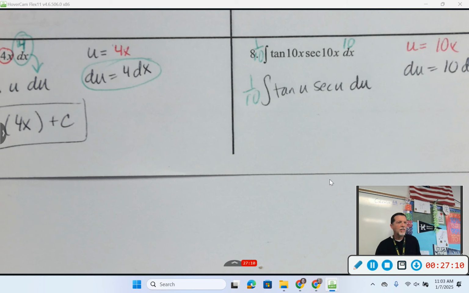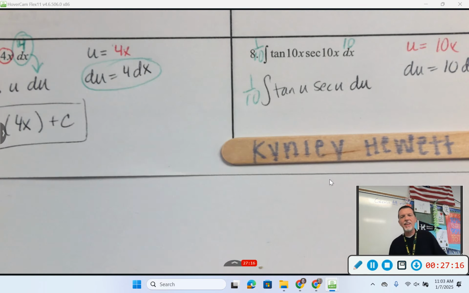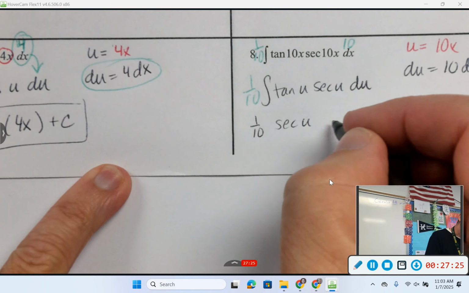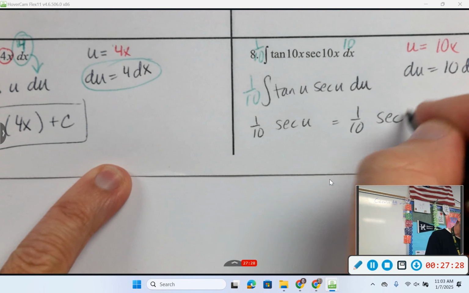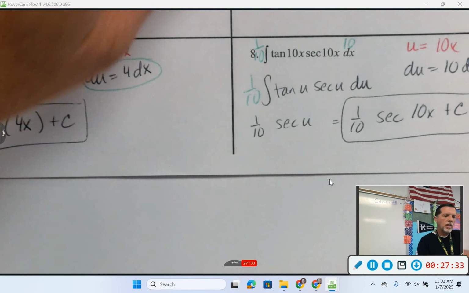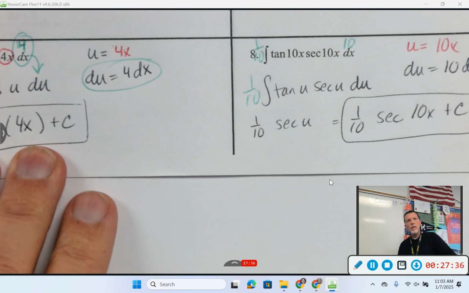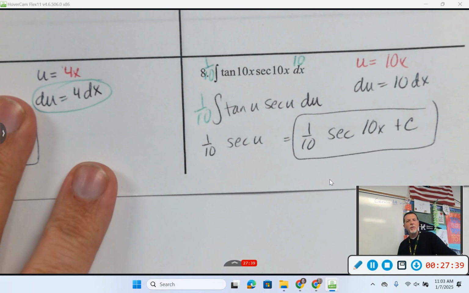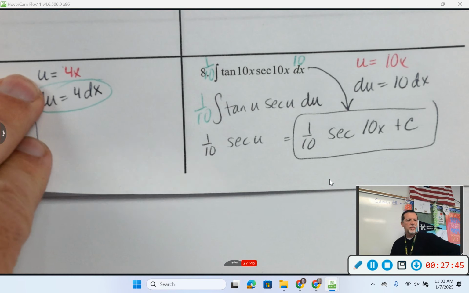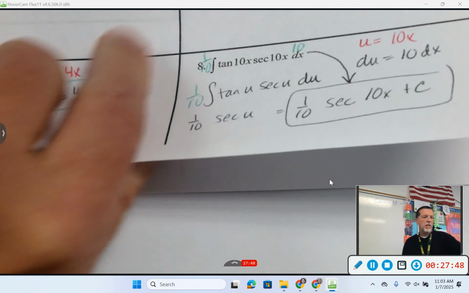And we did something like that earlier. We've seen that. It wasn't exactly in that format. Kinley, what's the antiderivative of tangent of u, secant of u? Secant of u. Then we'll put that 10x back in there, and don't forget the plus c. And another one where some people are going to skip over the u substitution stuff. They're going to be able to jump straight to the answer. Turn the page. We'll come back to 5 and 6 in a minute.